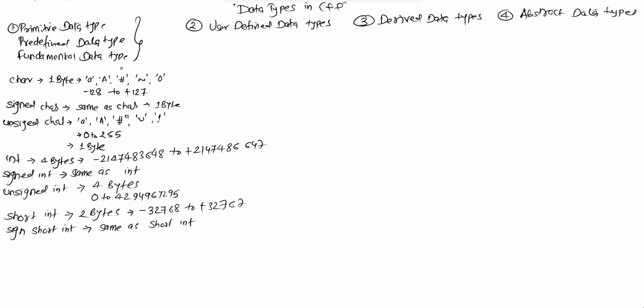Now, like the previous example, we have unsigned short also. Unsigned short integer also takes 2 bytes, but its range increases. Its range will be 0 to 65535, because it is storing only positive numbers, so its range increases.